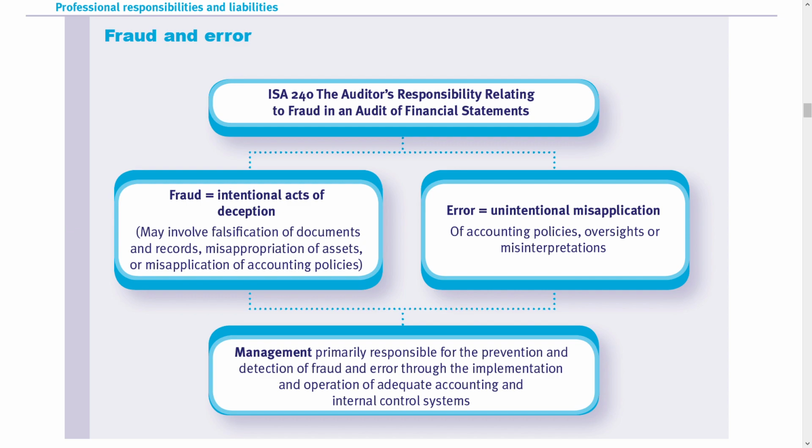So what should the management do? What is the responsibility of the management in this case? They have the primary responsibility for the prevention as well as the detection of fraud and error. First of all, they have to prevent that fraud or error from happening. If they cannot prevent, at least they have to have some systems in place that would detect that fraud and error, okay, through their internal or accounting system.